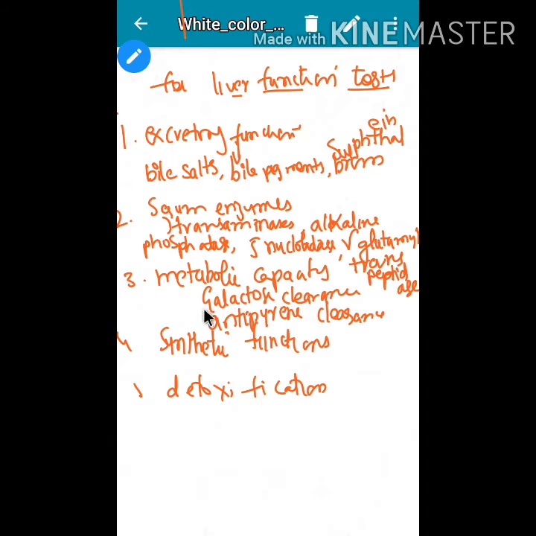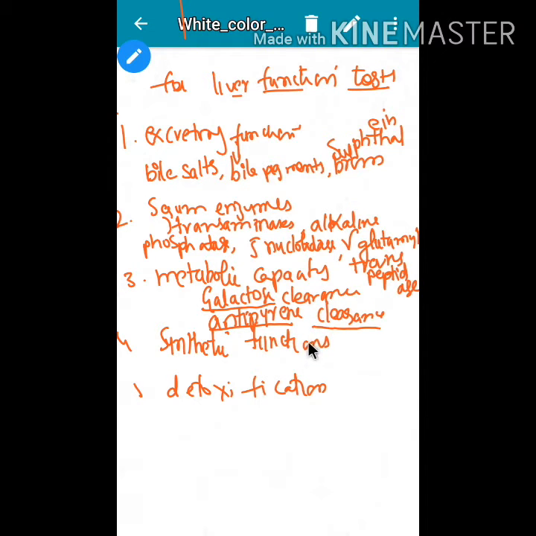These two, galactose and antipyrine, are metabolized in the liver. What is the definition of clearance? Clearance means the amount of substance that is cleared from serum. As galactose and antipyrine are metabolized by liver, their concentration will come down. That means some amount of serum is getting cleared of galactose and antipyrine due to metabolism in the liver. That is galactose clearance and antipyrine clearance.